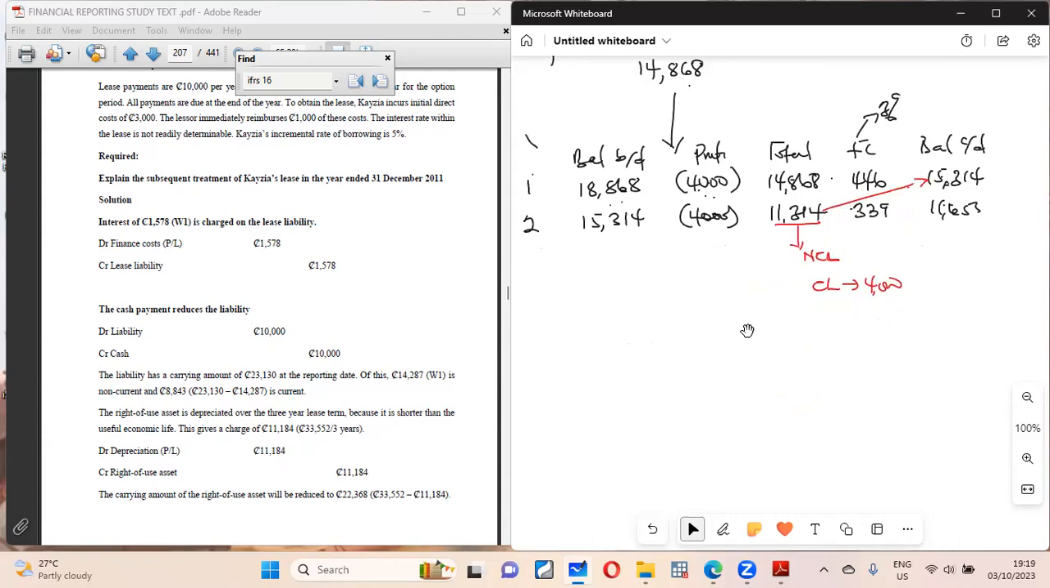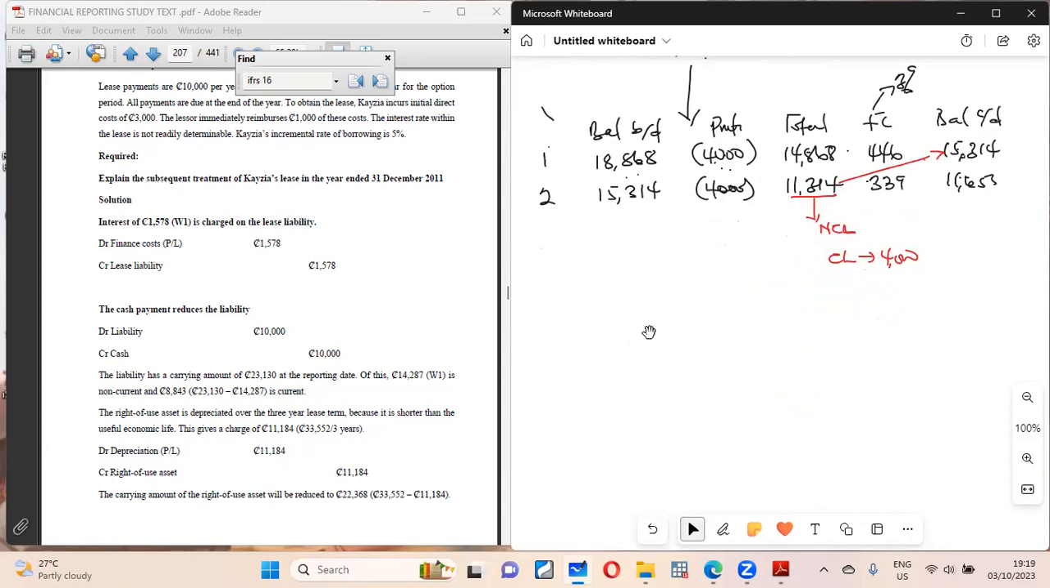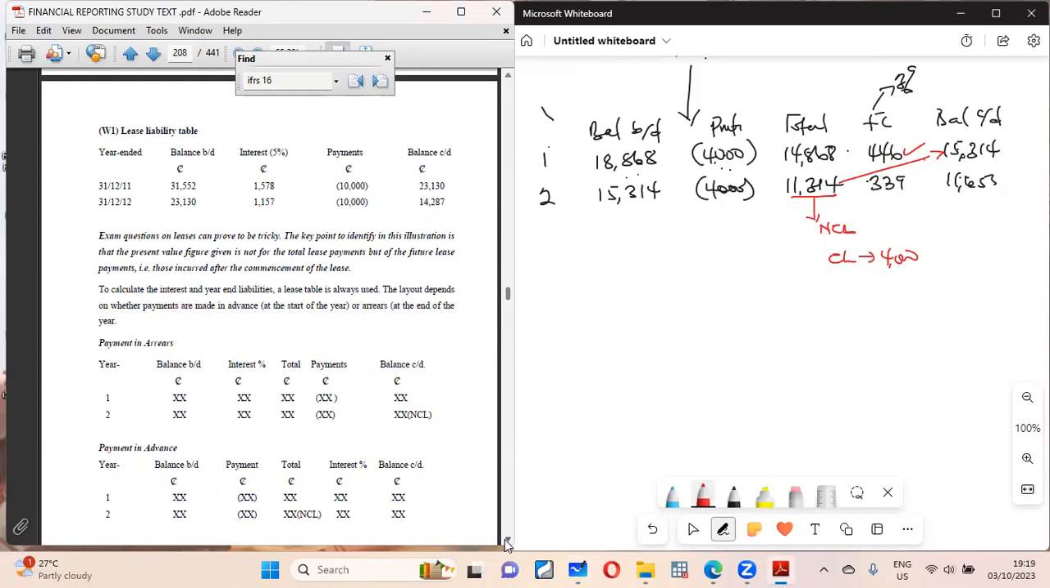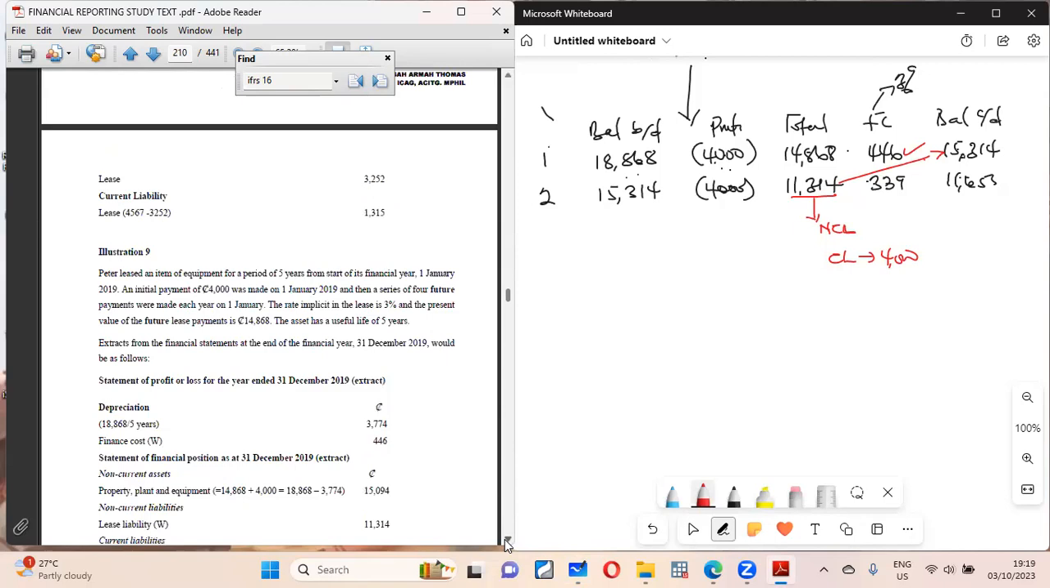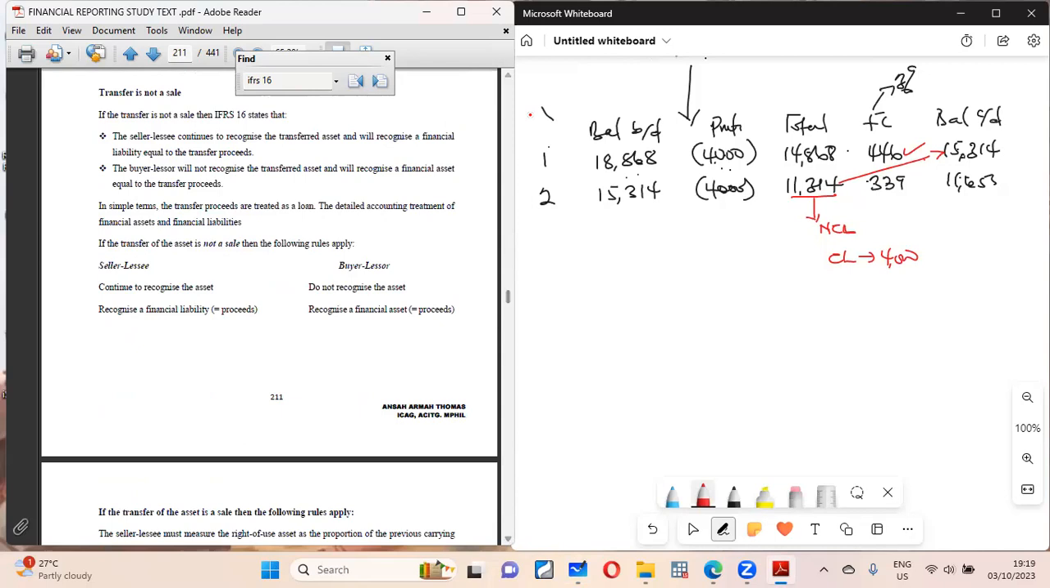All right, what about the finance cost? The finance cost will be the 446. All right, so that is that. So if you get a publication question where this one becomes a note five, these are what you do to pick out the figures to put in your balance sheet and your P&L. Now, let's see if we can get another illustration. Then we move on. All right. So assuming this one was in arrears, you change the position. So that's basically all about it.